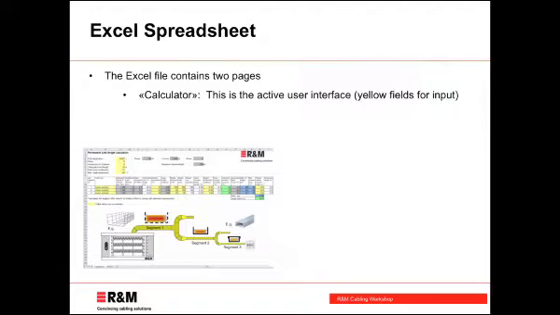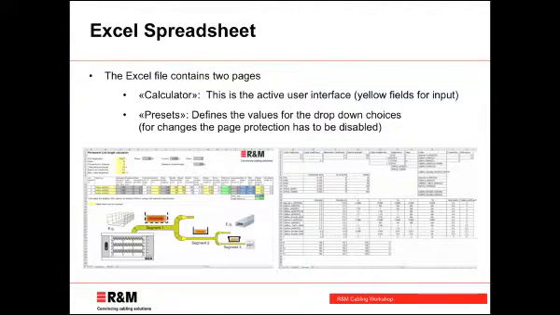So all the yellow fields that we have in here are for input for you, and all the other fields are actually protected, so you can't access them. On the second sheet, we have all the presets, the values that we knew that we have, the drop-down menus that you have to choose the right values from. So that's all on the second sheet.